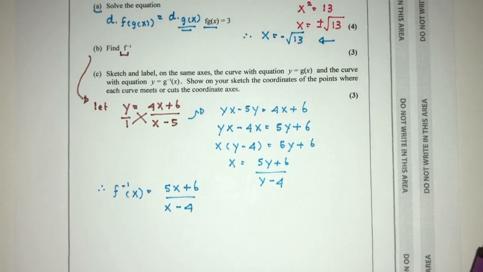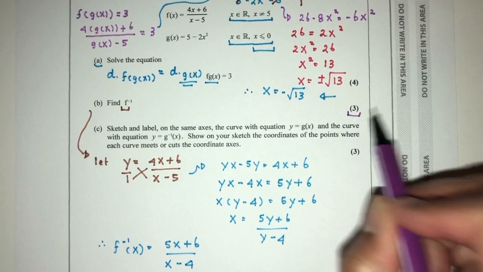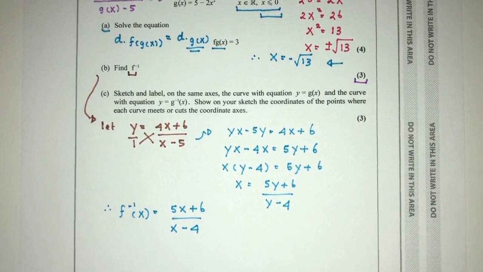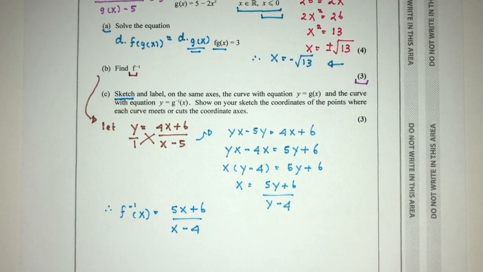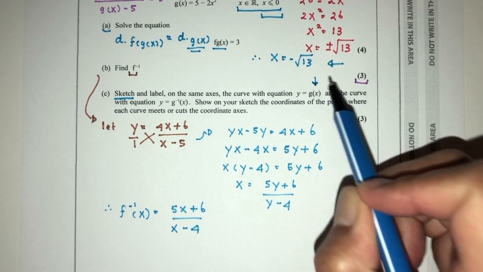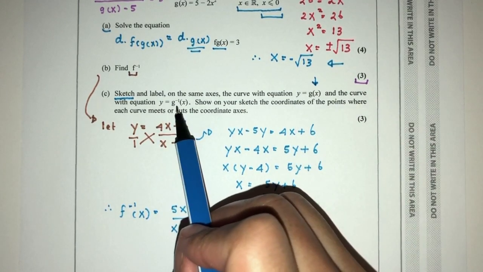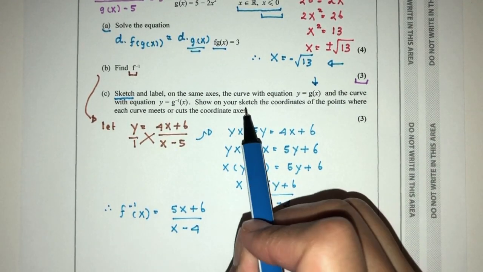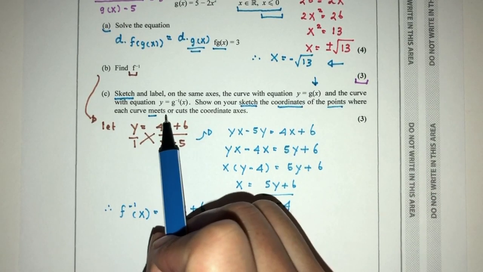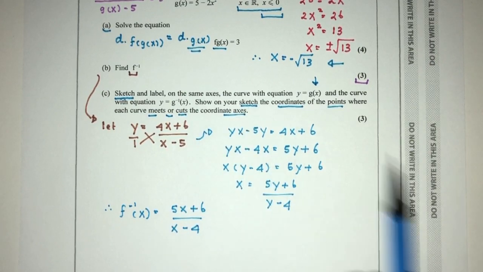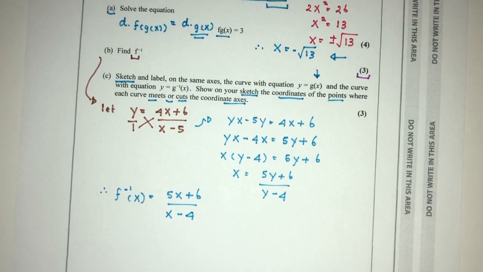So this one is a pretty easy question for 3 marks, which is a good thing, right? So that will be part B of the question. Now for part C of the question, let's see what we have. Sketch and label. So here we have only to sketch, it is not draw. On the same axis, the curve of y equal to g of x and the curve y equal to g inverse of x. So we have to show the sketch of the coordinates of the points where the curve meets or cuts the axis. So let me find some space on the other page and let's draw these curves.